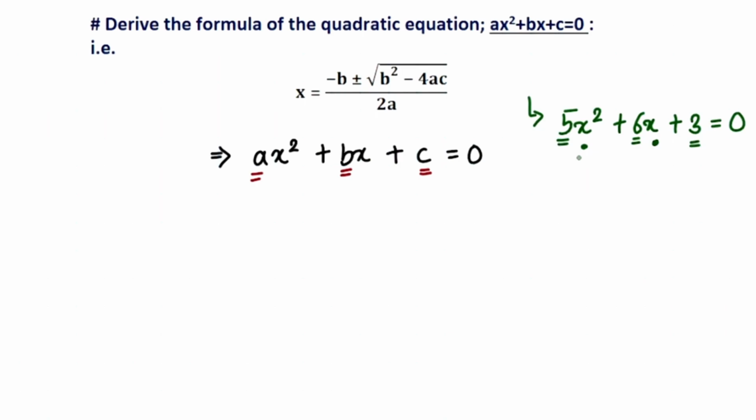The most important thing that you need to know is that in a quadratic equation, the highest power of your variable, which in this case is x, needs to be 2.